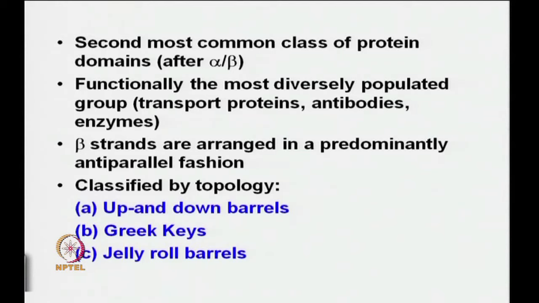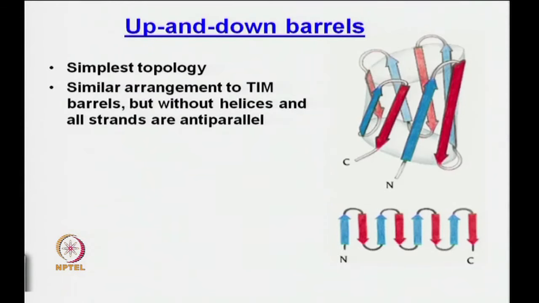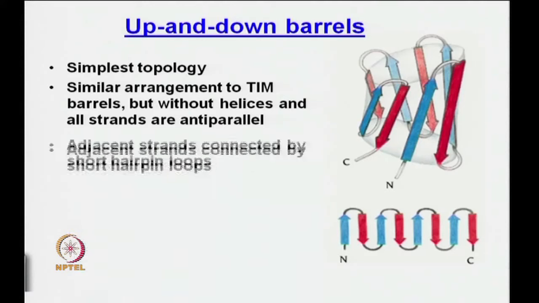So, these are the three which we are going to look at in some details in the subsequent slides. There we are considering the up and down barrels, which have the simplest topology. Similar to TIM barrels, I have not discussed this, but without the helices, all strands are anti-parallel. The TIM barrel, without the helices, means the TIM barrels would be a mixture of alpha helix and beta.